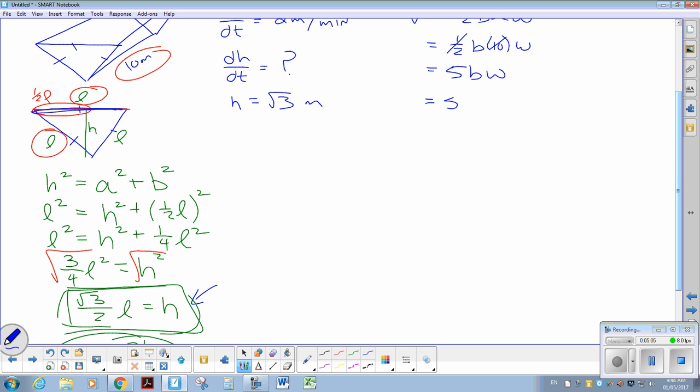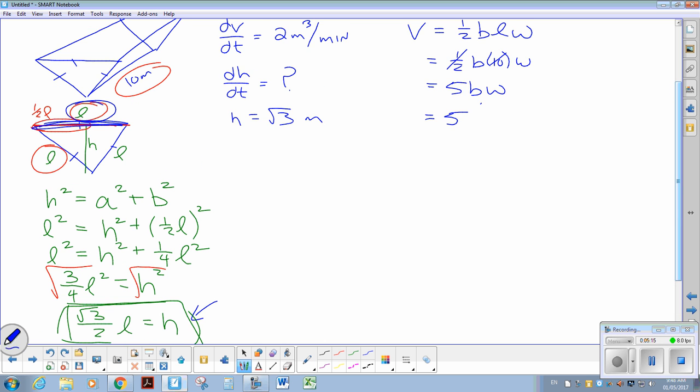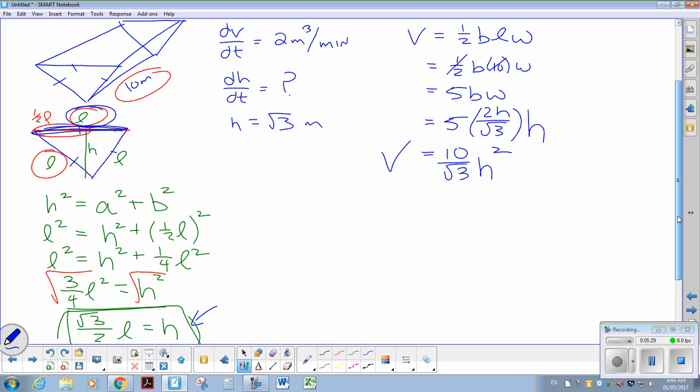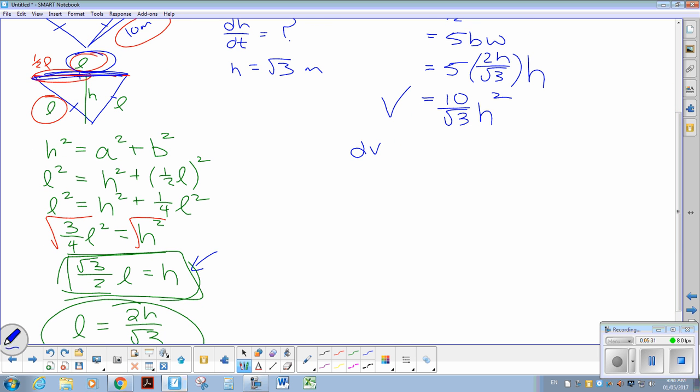So V equals 5. And instead of saying L for my base, I'm going to replace it with what I found down here. So L is really 2h over root 3 times the height. So simplifying that, it's 10 over root 3 h squared. So I apologize. I wanted h in the end because that's what the information is providing. Now I can do dV by dt, which will equal 20 over root 3 h dh by dt.